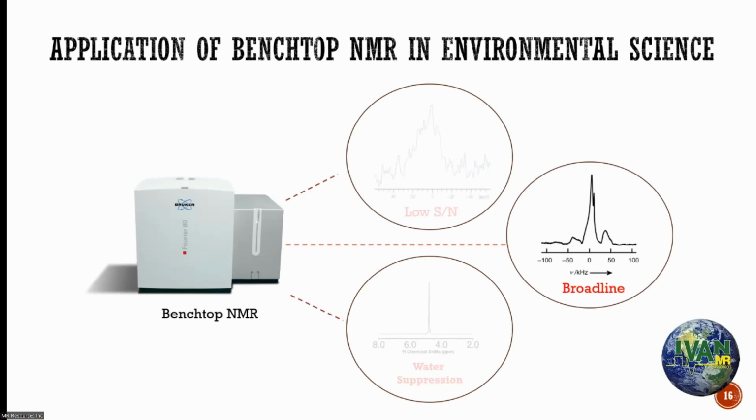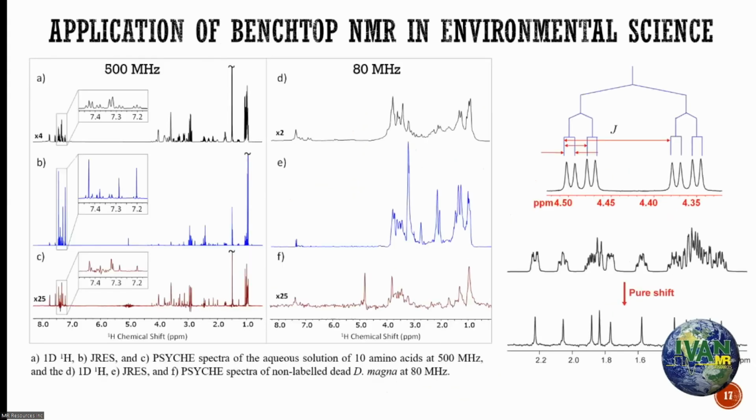So today's talk, we're going to focus first on how we improve the resolution of these benchtop NMR systems. Well, one of the ways is we looked through the high-field NMR literature, and we found that it is now possible to use NMR techniques where we remove the J coupling.